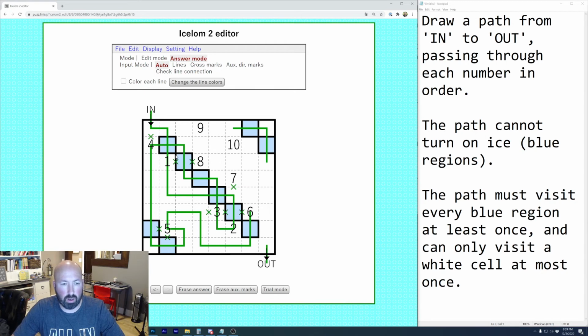Have we gone through all of the blue regions at least once? We have, so we've got that covered. Now we just have to get to the rest of the numbers and then back to the out. So our out here can't turn left, or it would tee off of this line, and that's no good.